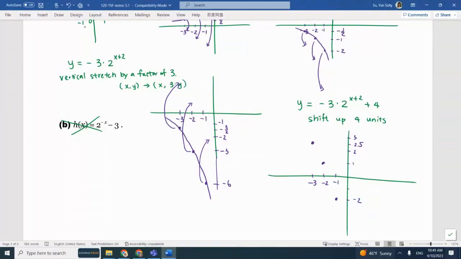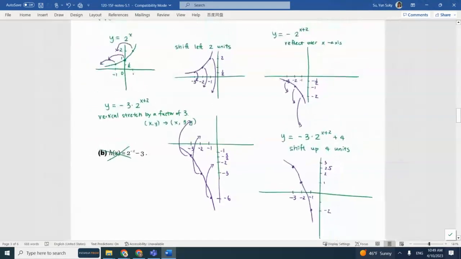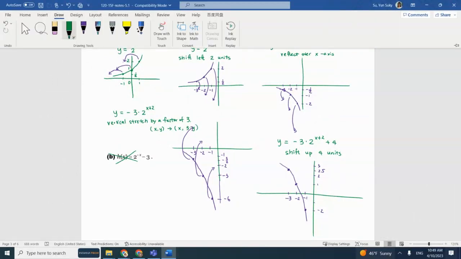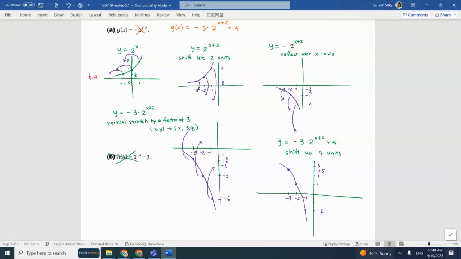Okay. So here, there's one thing we miss. What's the thing we miss? We need to draw the horizontal asymptote. So at the beginning, the horizontal asymptote is the x-axis. When you do the shift, will your horizontal asymptote change? When you shift the whole thing to the left, will your horizontal asymptote change? No.